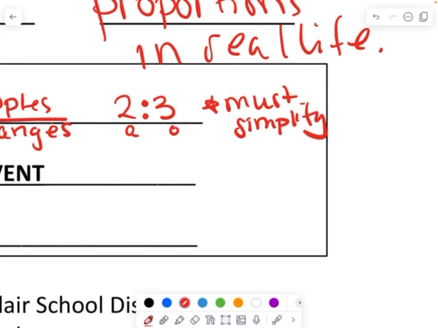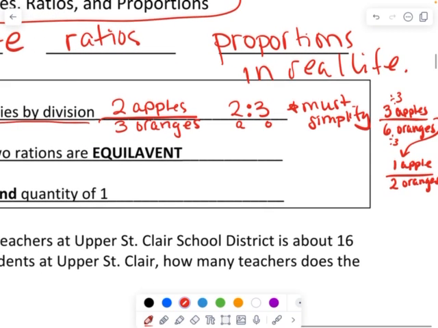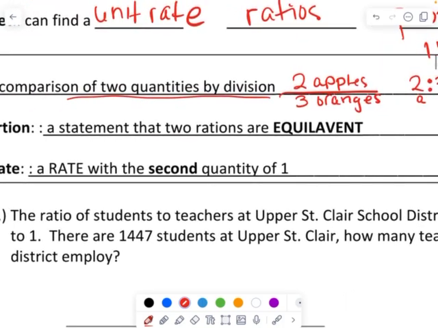So when I say simplify, let's say you had 3 apples to 6 oranges. Well, you can simplify that if we were to divide by 3. You could simplify it to 1 apple to 2 oranges. Just like we would simplify or reduce fractions, we do the same thing with ratios.